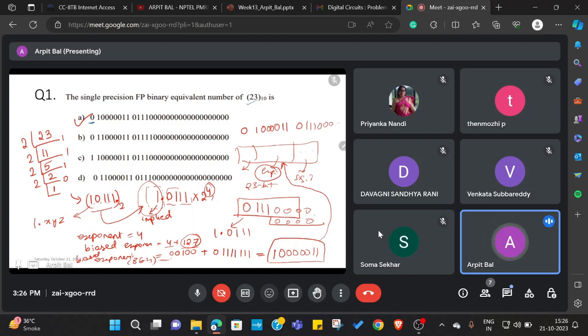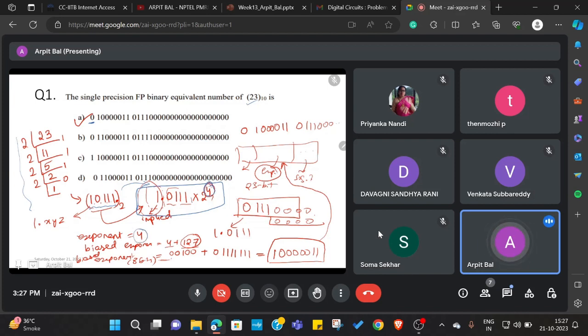Using the long division method, we obtain 23 as 10111. We have to write it in this particular format because we have to standardize everything as per the IEEE floating point binary representation. So I write it in this format, 1.0111 into 2 power 4. Here the exponent is 4, right?